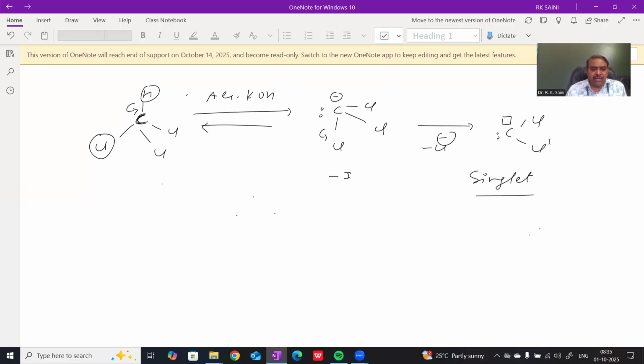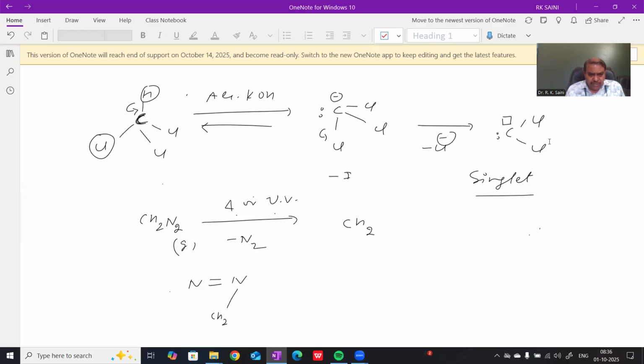Take another example. When dichloromethane is strongly heated or treated with ultraviolet radiation, then it eliminates N2 molecule, which is a gas, and this changes into dichlorocarbene also. In this dichlorocarbene, the carbene is triplet type. For example, the dichlorocarbene in gaseous form has the following structure.